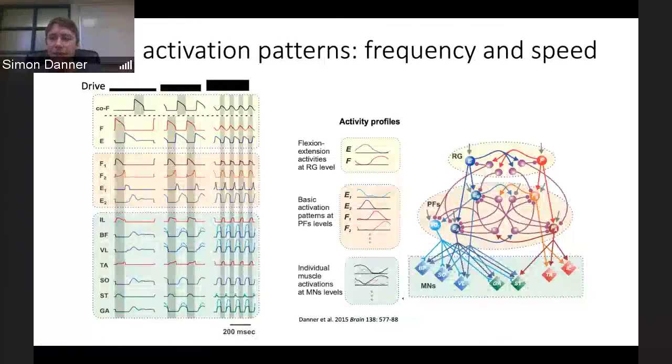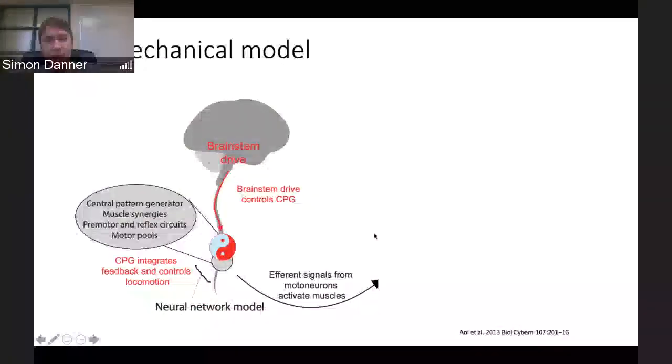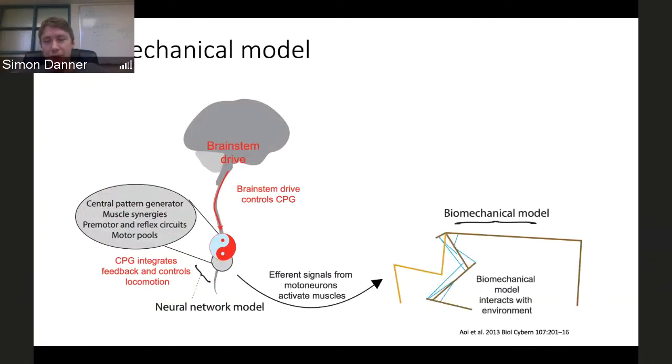And this is how the implementation looks like. We have our rhythm generator, and we have four pattern formation centers that all mutually inhibit each other, and then project to the motor neurons where flexor related centers project to flexors, and extensor related pattern formation centers to extensors, and bifunctional muscles can receive both inputs. Okay, now we have the efferent signals to drive the muscles. So these are then connected to the muscles and actuate the muscles in the biomechanical model.